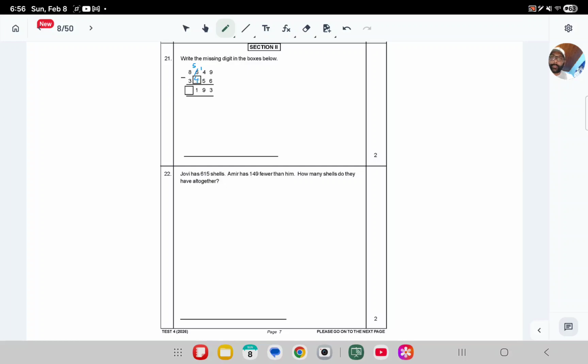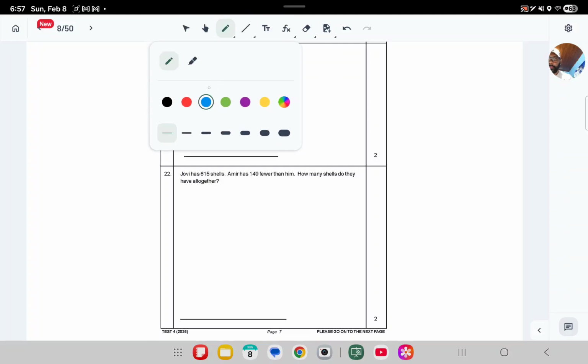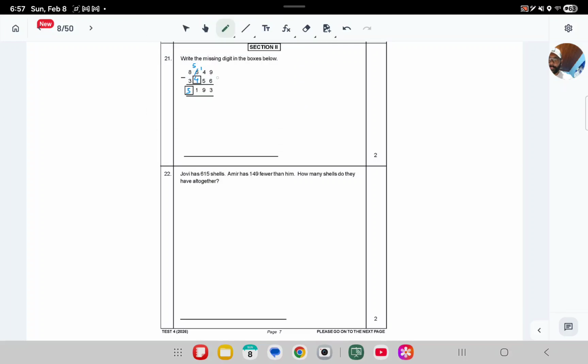So 5 take away 4 would give us a difference of 1. And then 8 take away 3 will give us 5. So the missing values are 4 and 5. You'll get 1 mark each.